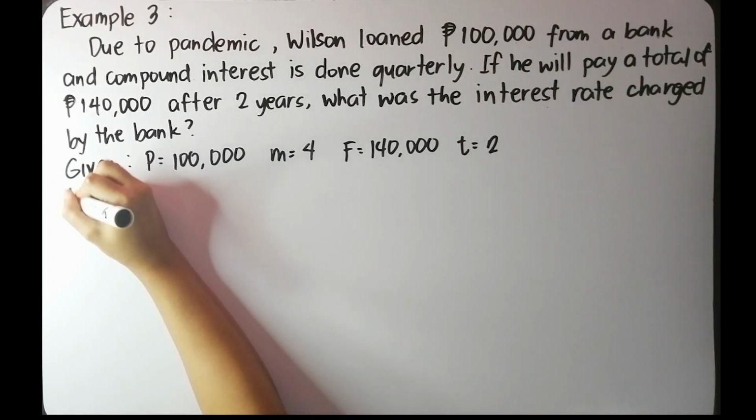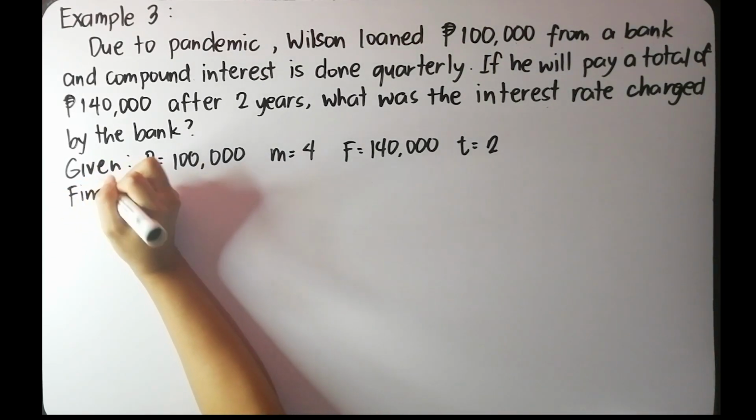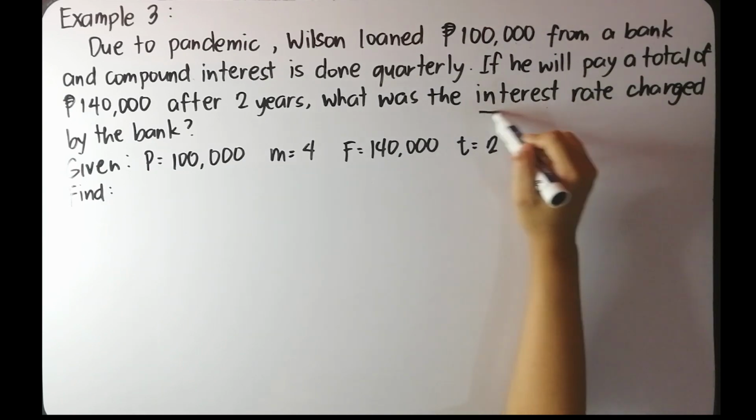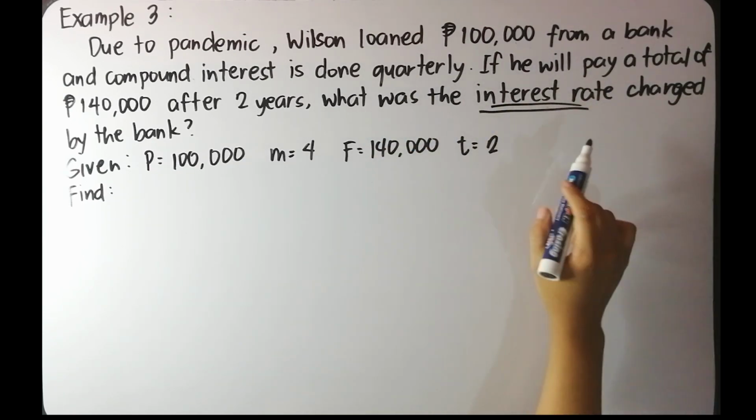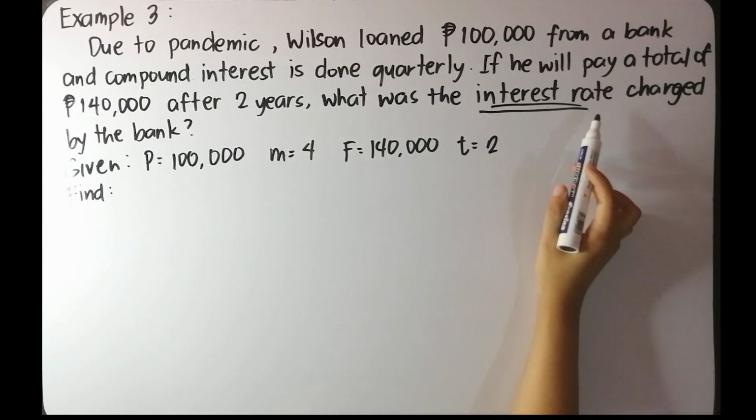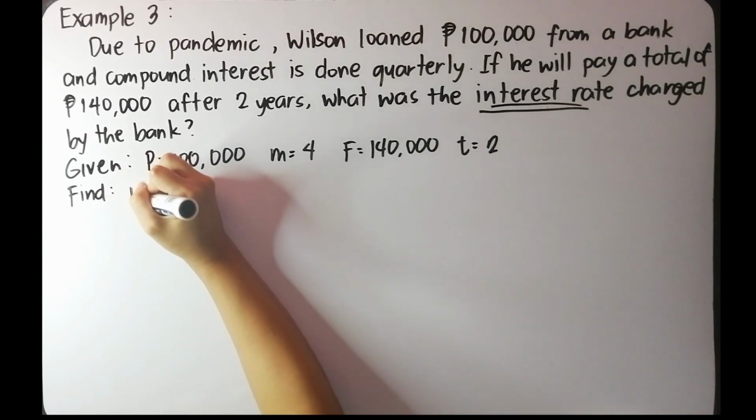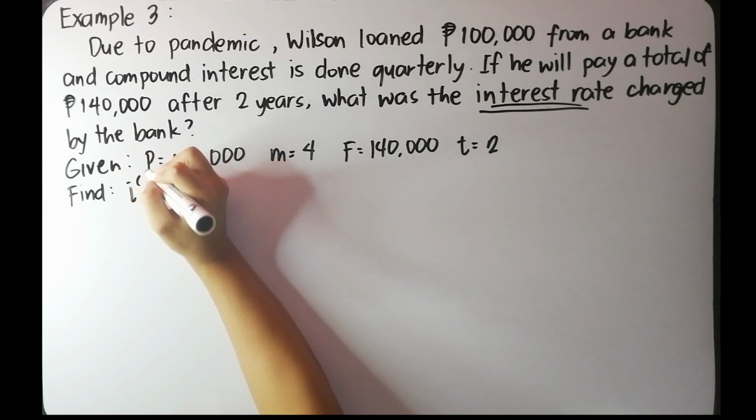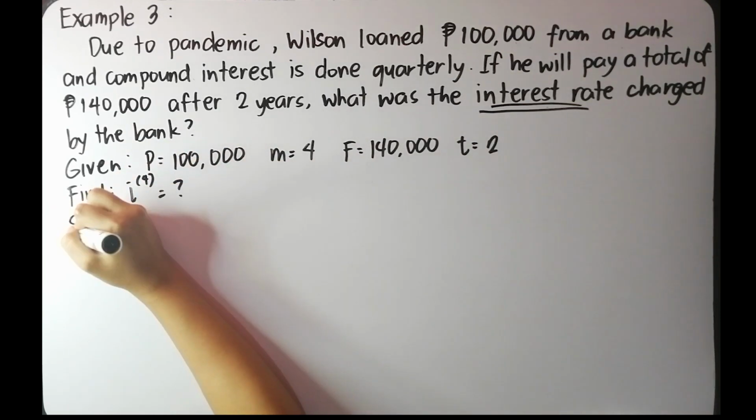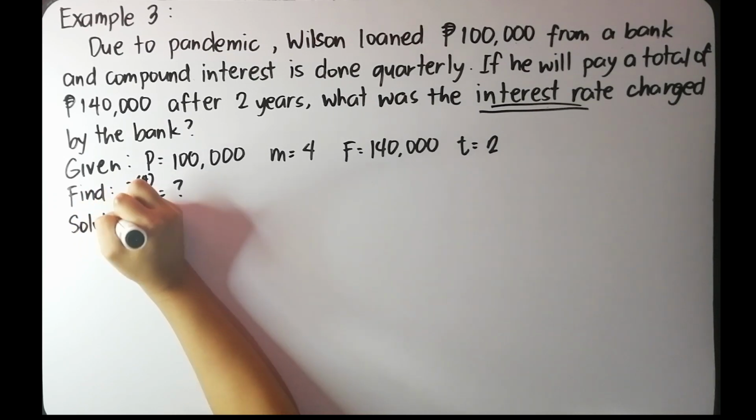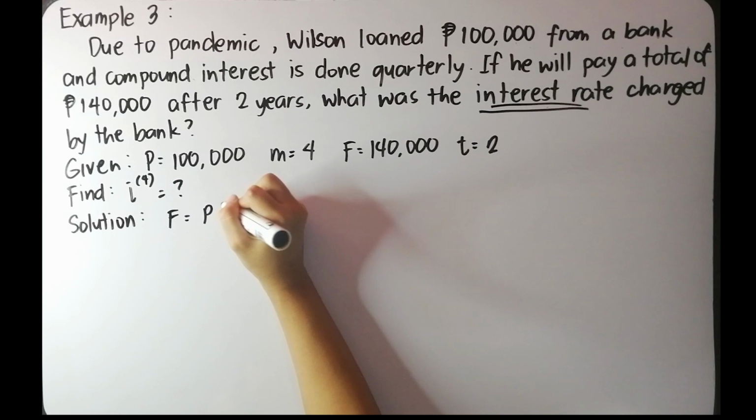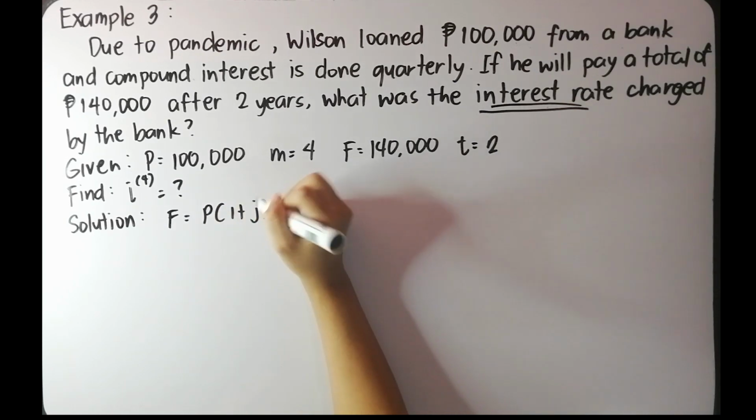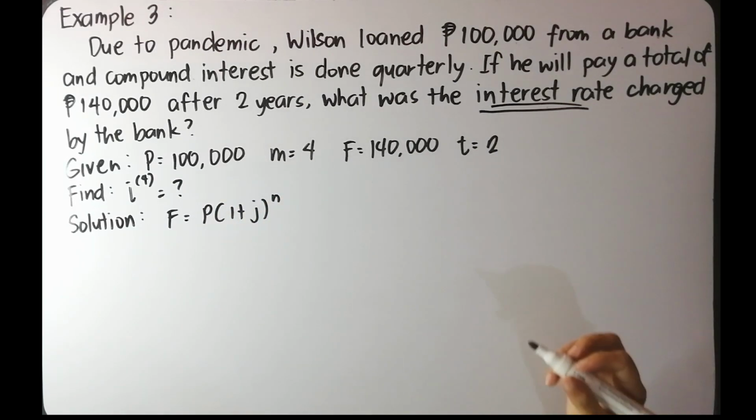The missing or required value in this problem is the interest rate. So we are asked, what was the interest rate charged by the bank? So we have the i raised to 4. For our solution, we have the formula F equals P times (1 plus j) raised to N.